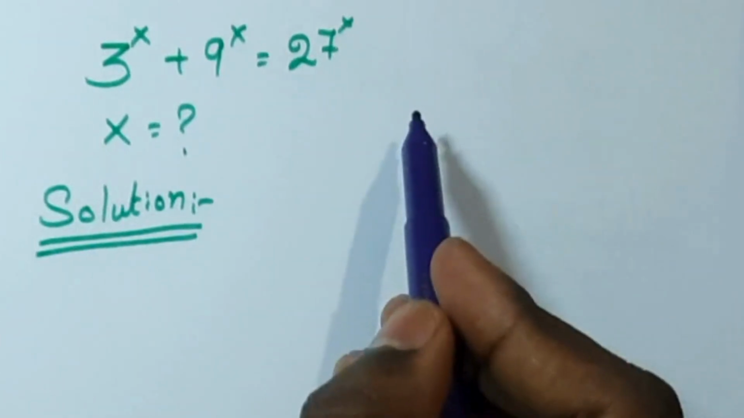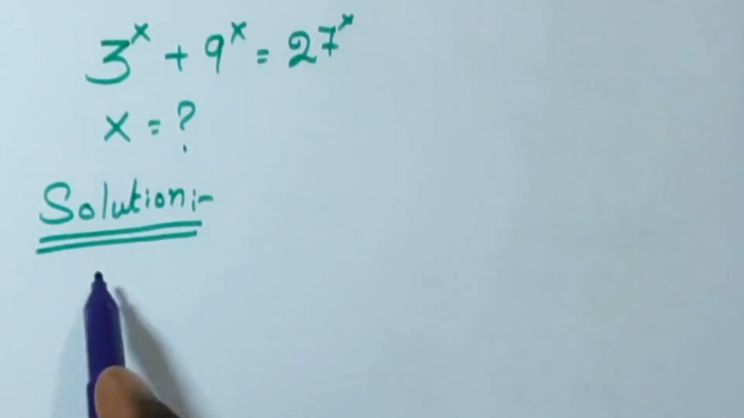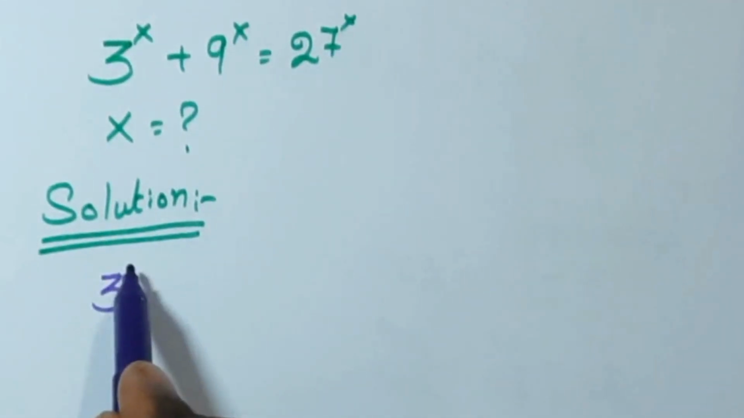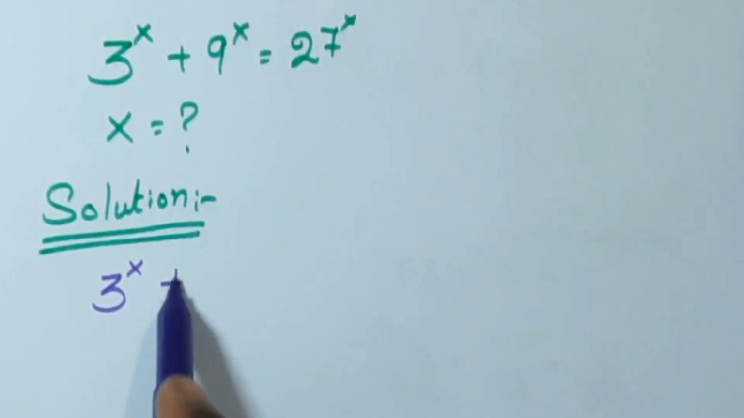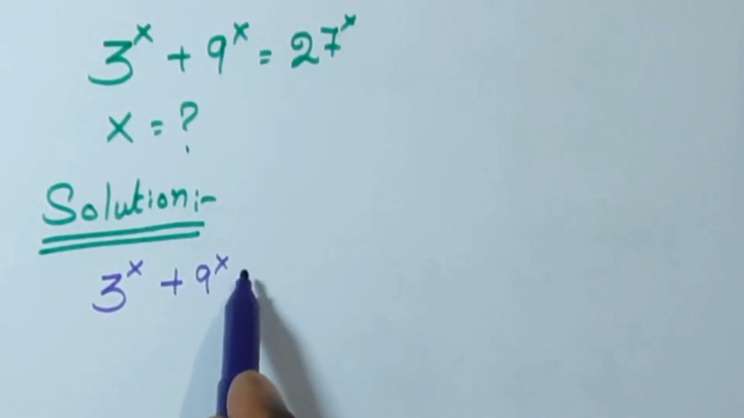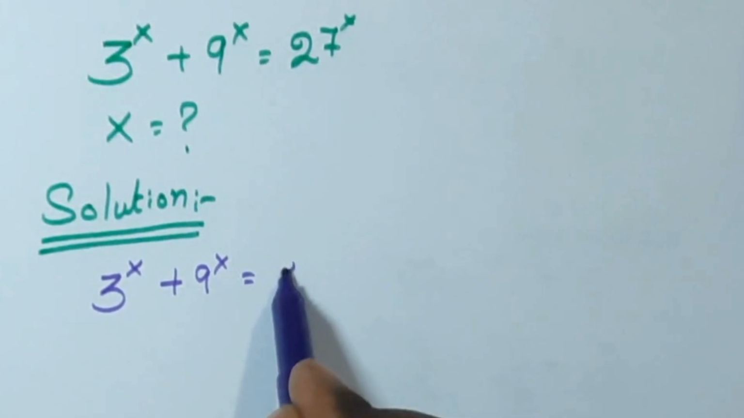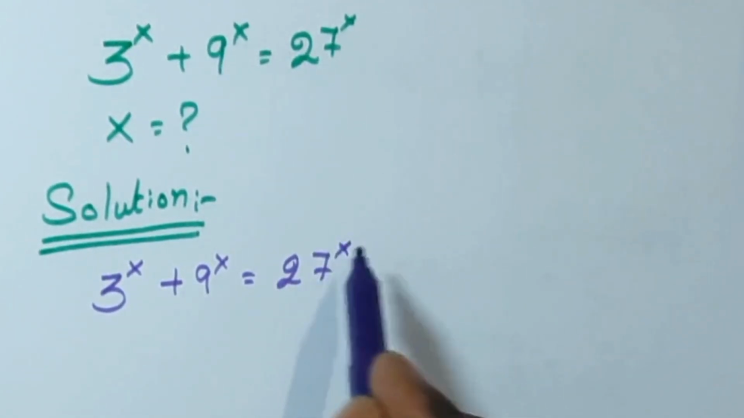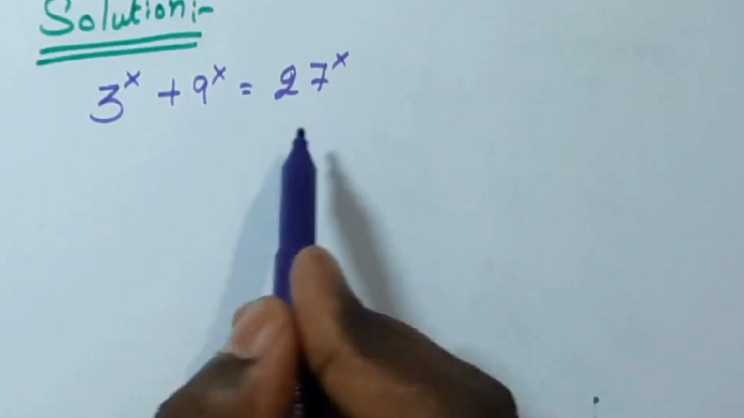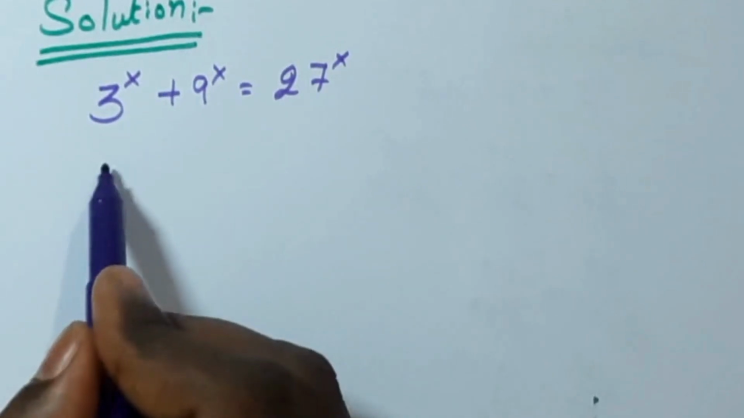Today we are going to solve this equation to find the x solution. 3 power x plus 9 power x equal to 27 power x. Now we are going to divide by 27 power x on both sides.